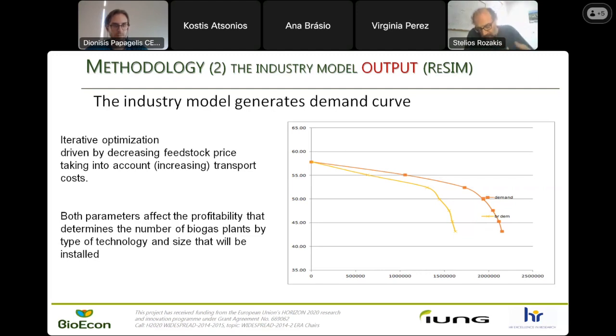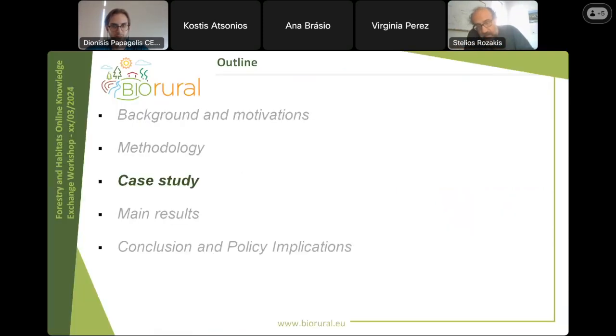So this is an iterative use of the model, and the iterative use generates what you see here, which is the demand curve. So this is a demand curve that comes after a certain number of iterations, because I don't have a dynamic presentation here, but it's the final demand curve that is generated from the industrial model.